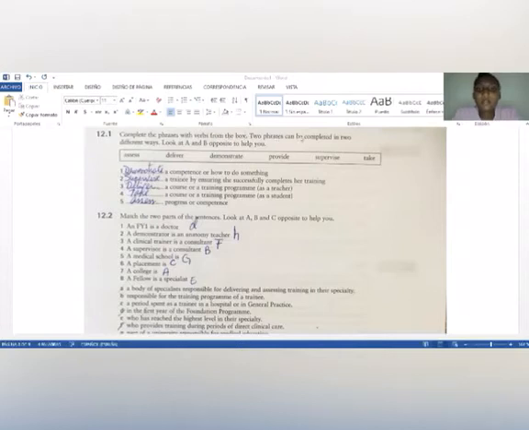Complete the phrases with verbs from the box. 2 phrases can be completed in 2 different ways. Look at A and B opposite to help you. Number 1, demonstrate a competence or how to do something.